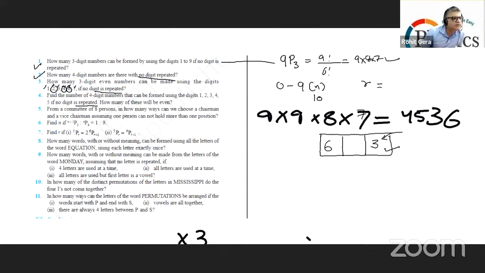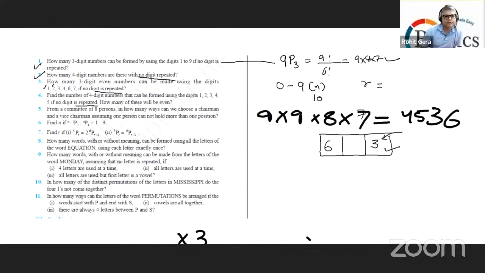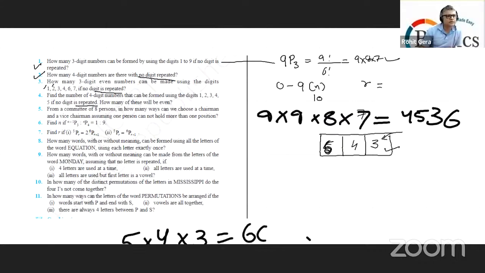So there is no 5 available. Which means I can fill the first place with 5, because I've used one even number here. And then the next is 4, so it would be 60. Straightforward.